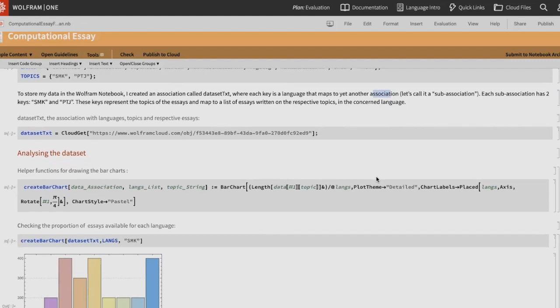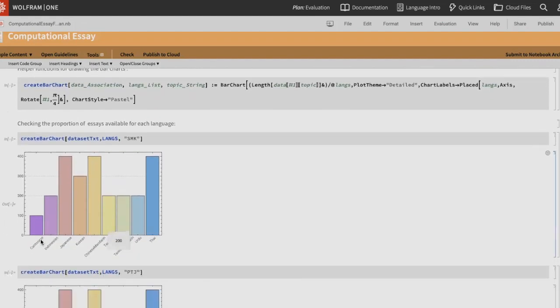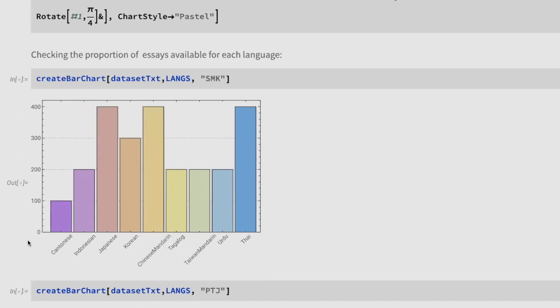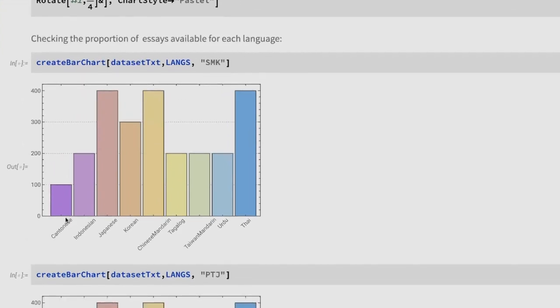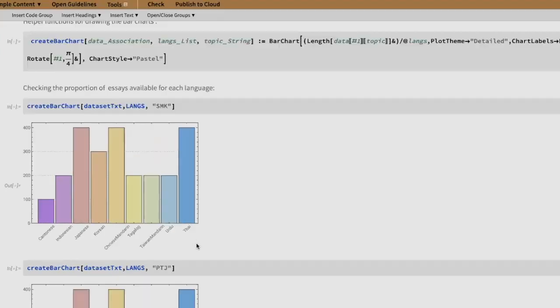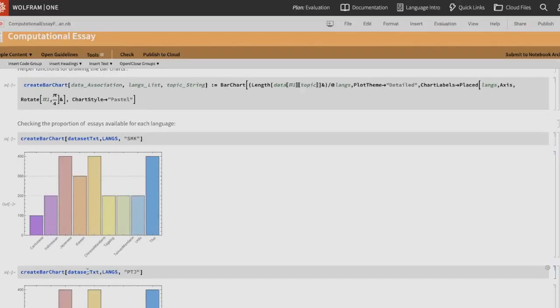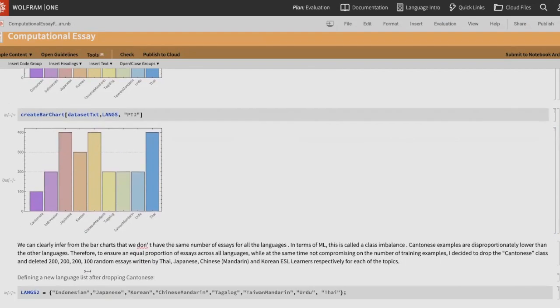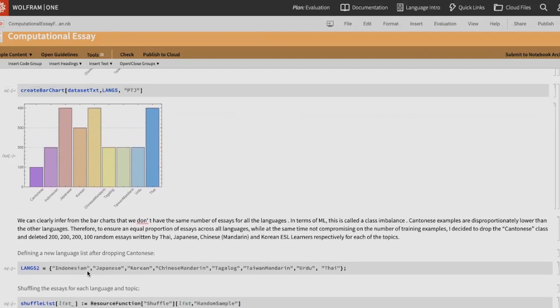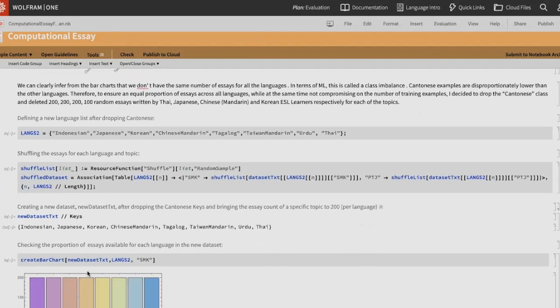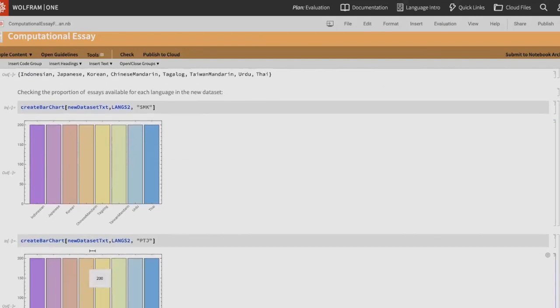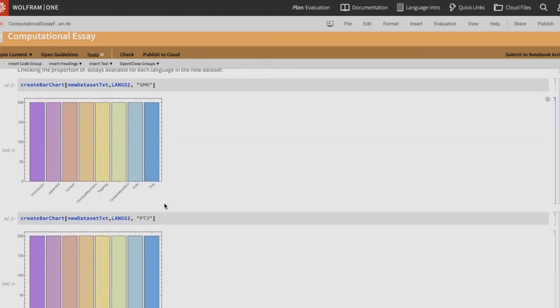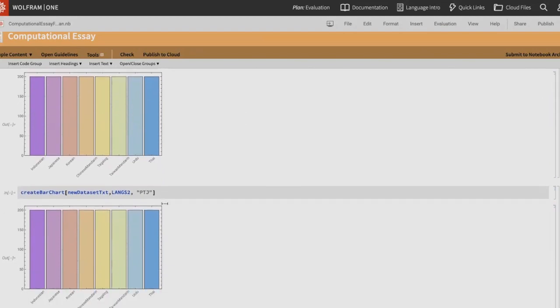Now, let's analyze the data. I realized that I didn't have the same number of essays for all of these native languages, and I didn't want any class imbalance to be introduced in my data set. So through shuffling my data set, I tried to make it more uniform, and this is the result that I got. For every native language, I had 200 blocks of text. And I think that made studying the data a whole lot more reliable.